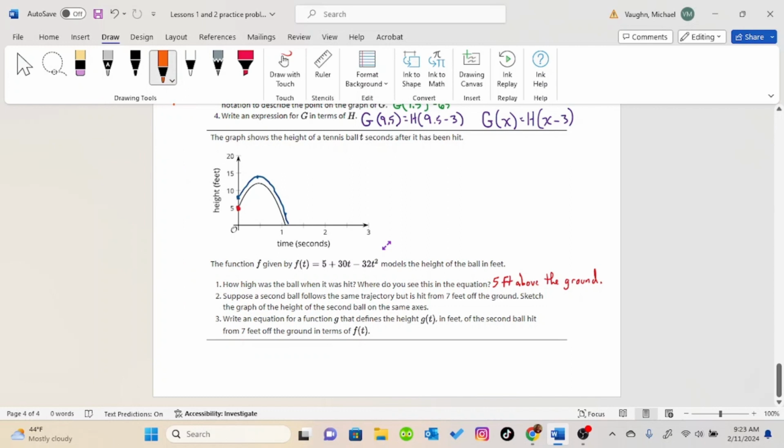And number 3, write an equation for a function g that defines the height g of t. So I want my equation to be g of t equals, in feet, of the second ball hit from 7 feet off the ground in terms of f of t. So g of t equals f of t, and our shift was 2 units up. If I shift 2 units up, I add 2 outside the parentheses.